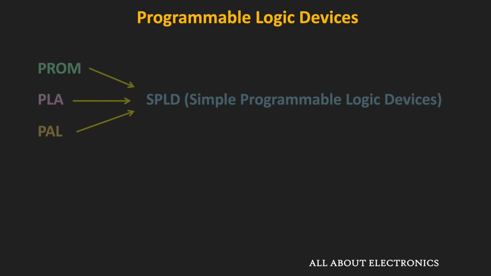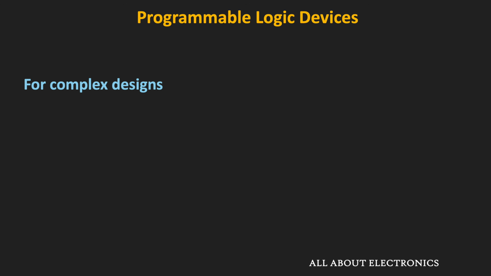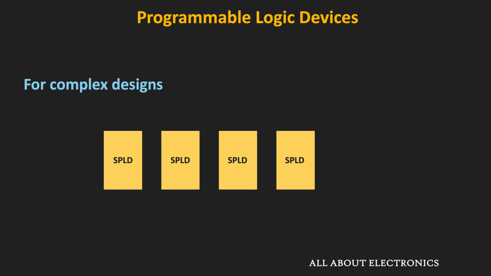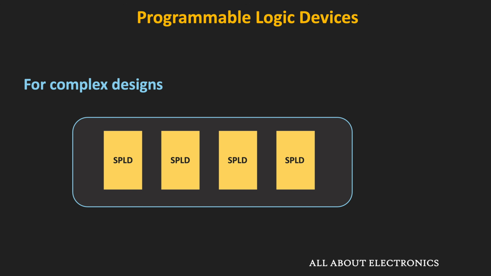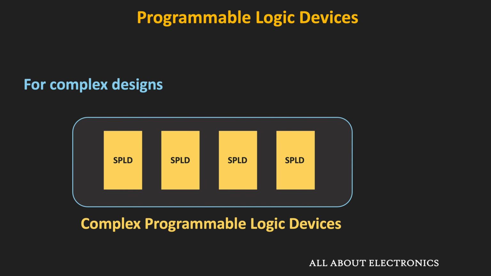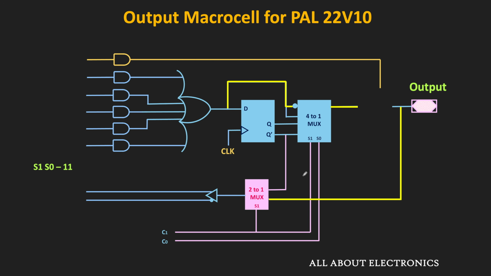But suppose you want to implement even larger and much more complex designs, then we need to combine multiple such SPLDs. So instead of using multiple SPLDs separately, what did manufacturers do? They combined several SPLDs in a single IC package. So such programmable logic devices are known as the CPLD, that is the complex programmable logic device. So in the upcoming videos, we will learn about the architecture of this CPLD. But I hope in this video, you understood the basic architecture of the PAL.